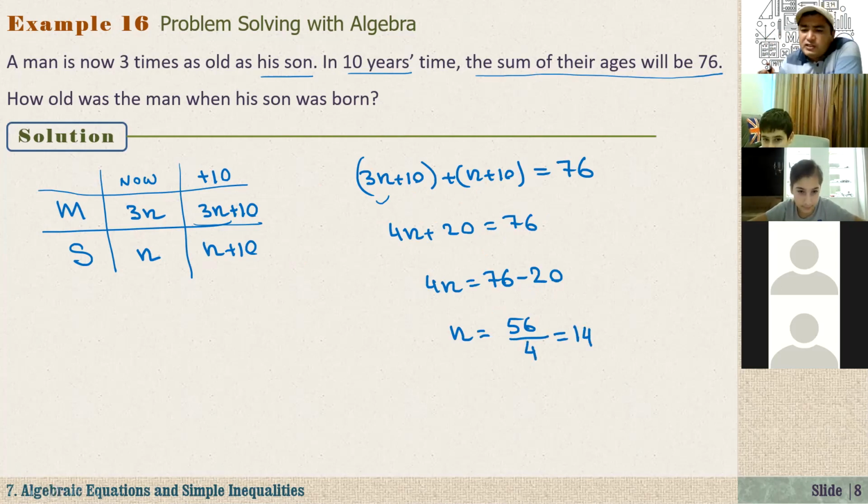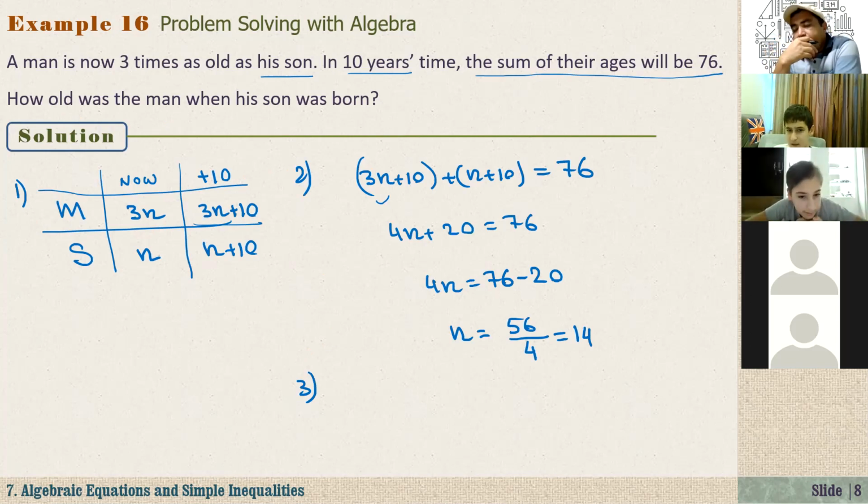Okay, but now it's just the solution of this equation, but we haven't answered the question yet. It says, how old was the man when his son was born? Okay, that is our first step. This is our second step. Answer the question. How old was the man when his son was born?